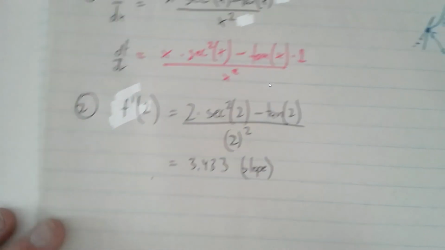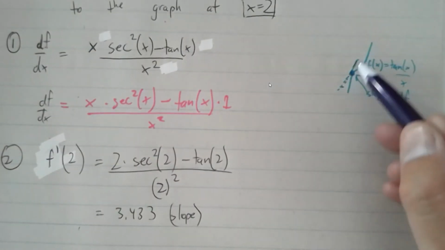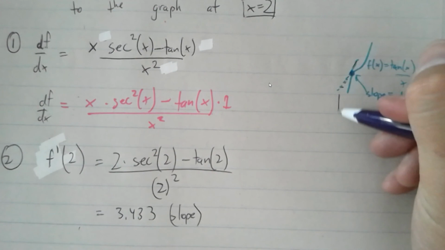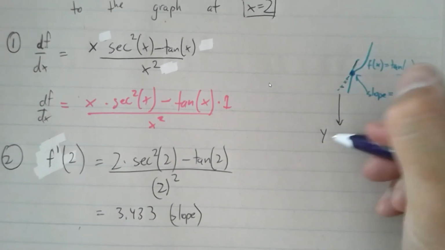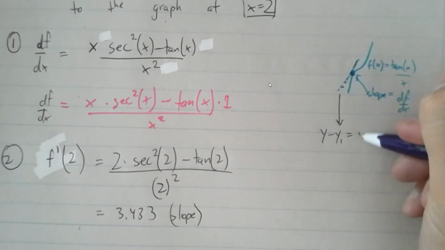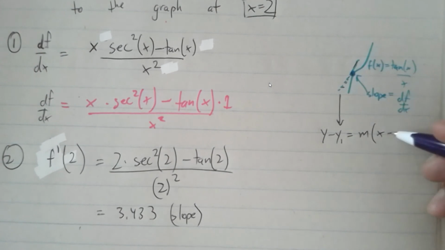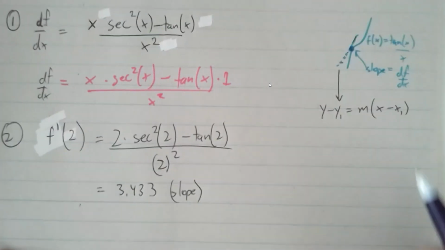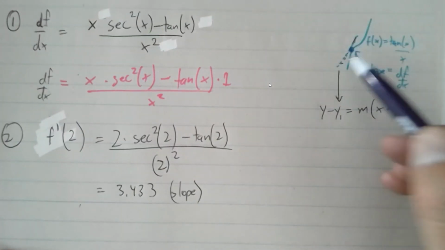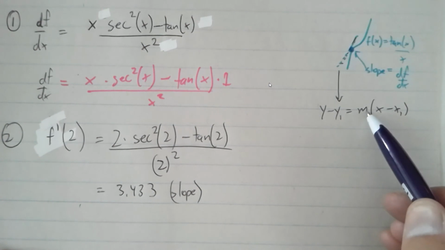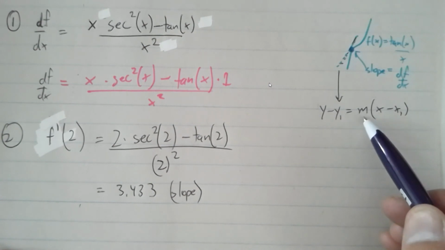And then remember, this is a linear line. So if you remember, what this will be equal to is y minus y1 is equal to m times x minus x1. That is the equation for this dotted line. What we have just found is the slope, which is going to be our m component.